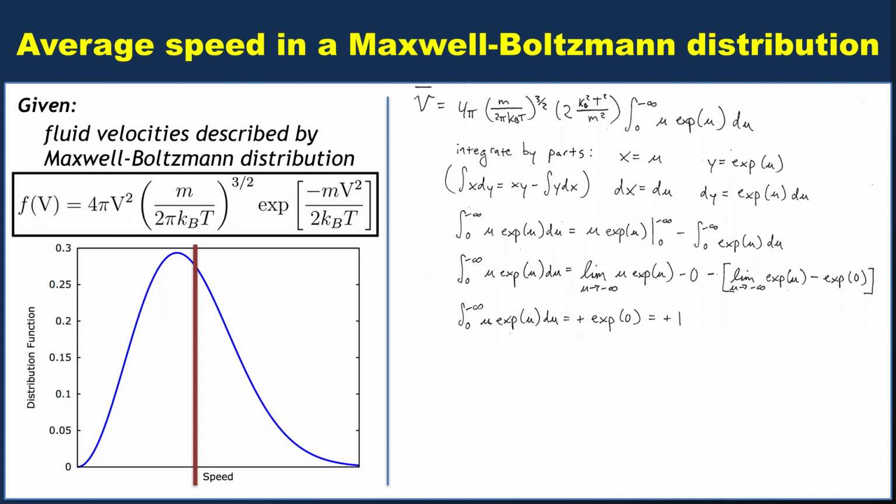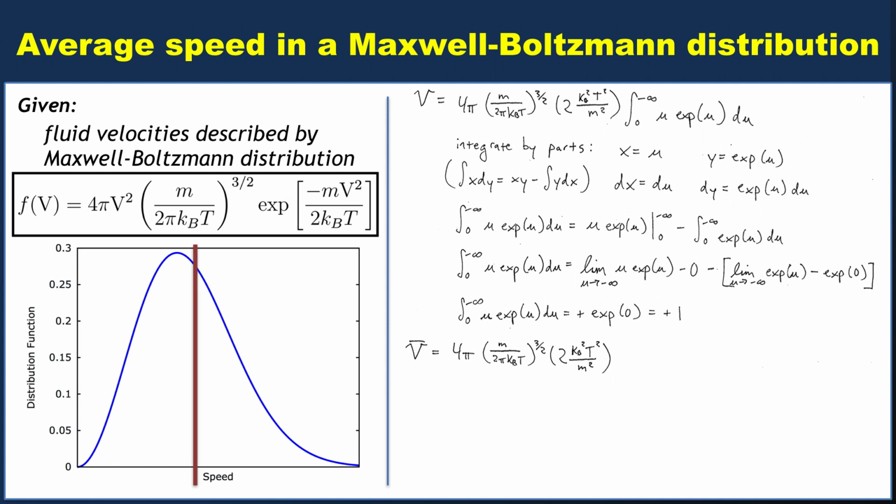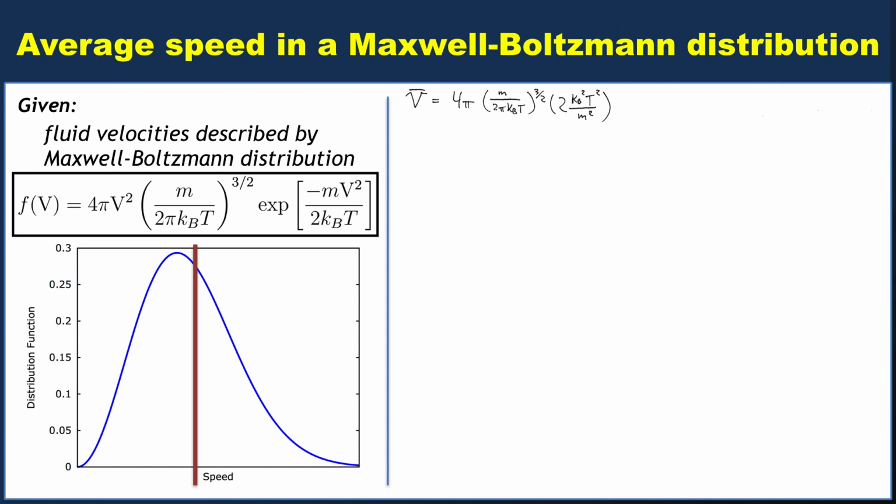Okay. So remember, that doesn't mean that the average speed is 1, that just means that the integral part of it is 1. We still have all those constants out front. So that's going to be our average speed. We'll simplify things by combining the terms in parentheses, and let's see if we can get this all under a square root, which I now do.